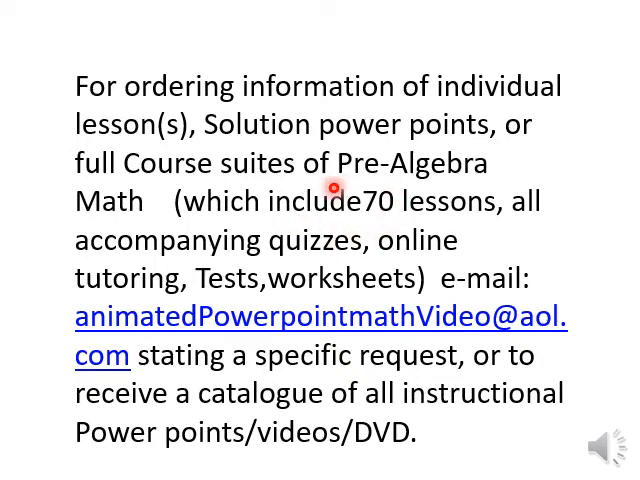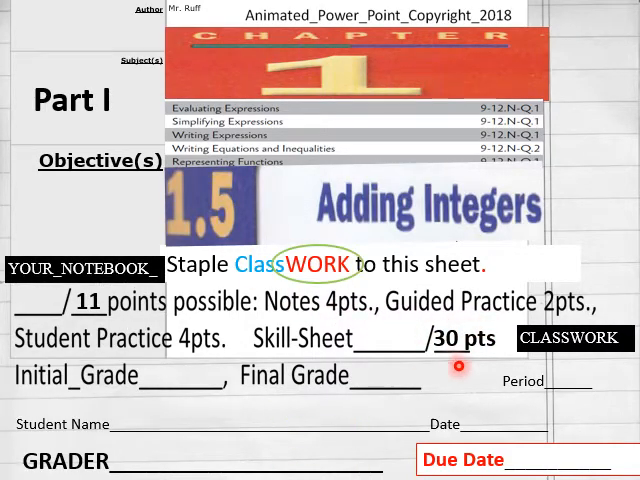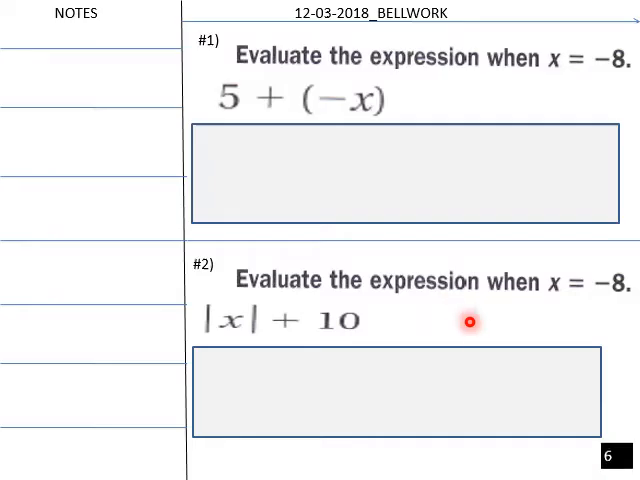Hello everybody, getting ready to do lesson 1.5 part 1 pre-algebra math classwork lesson today. You got 30 points on your classwork sheet and 11 points in your notebook. Have those out. Students, put your name, date, period here, and then due date here for onliners and homeschoolers. And we go into our bell work for today.